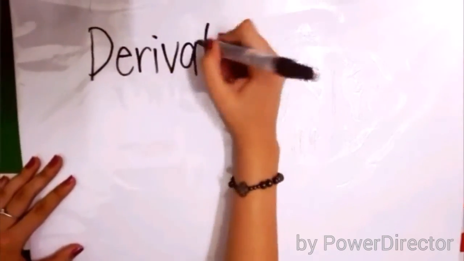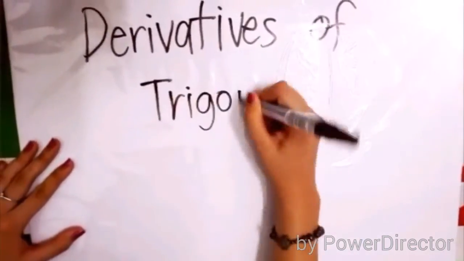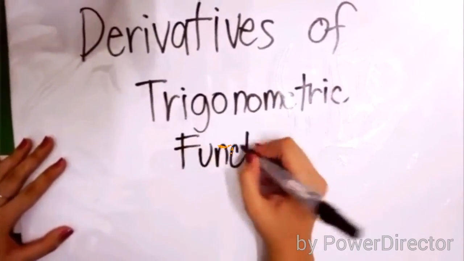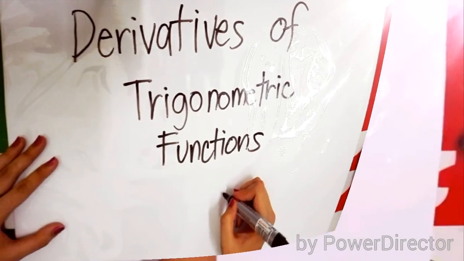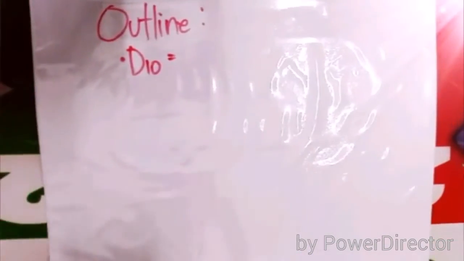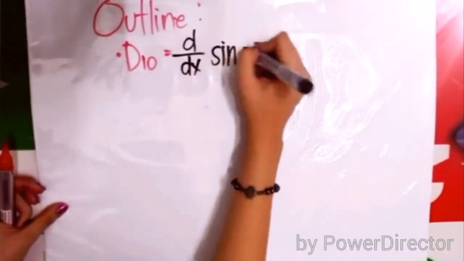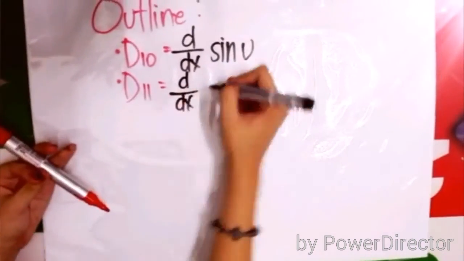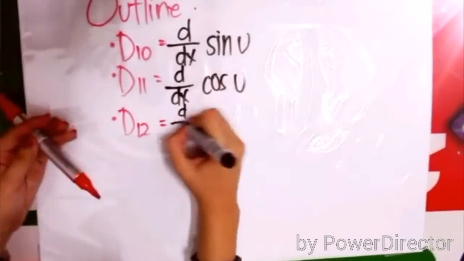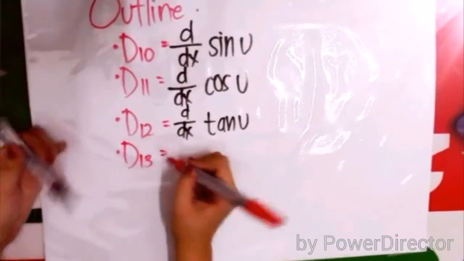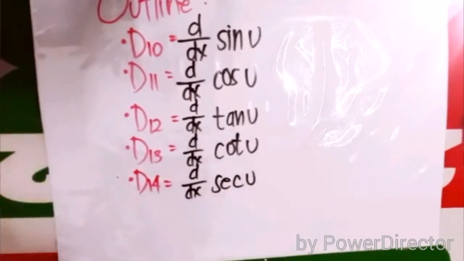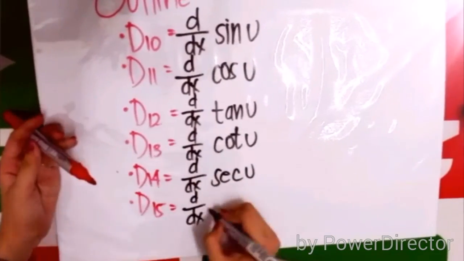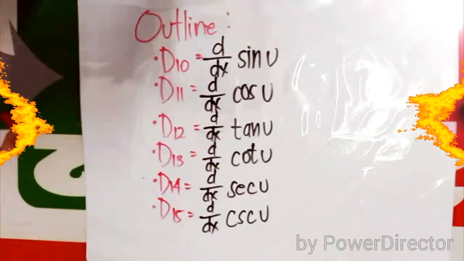Today, we will discuss the derivatives of trigonometric functions. For the outline: D10, the derivative of sine; D11, the derivative of cosine; D12, the derivative of tangent; D13, the derivative of cotangent; D14, the derivative of secant; and D15, the derivative of cosecant.